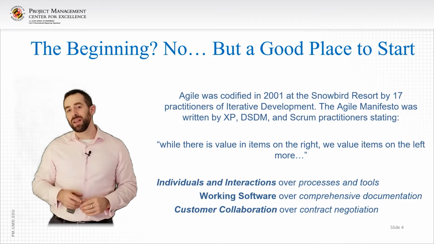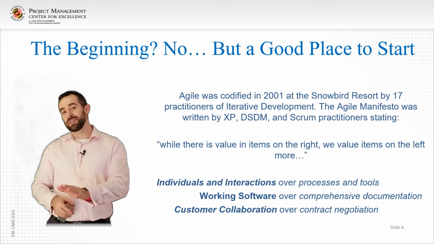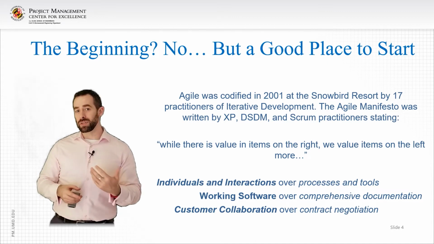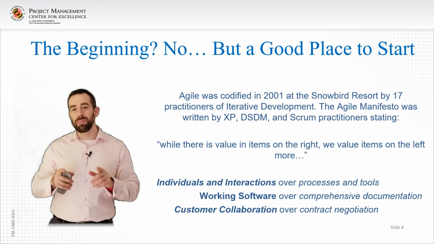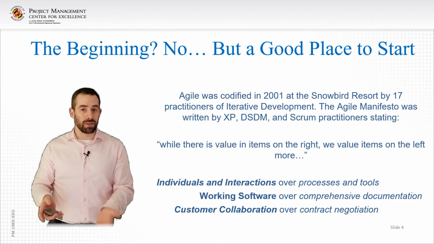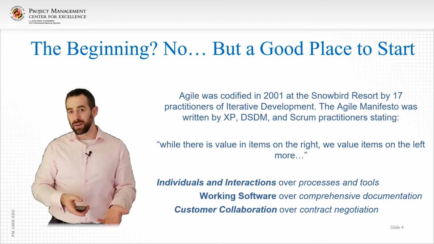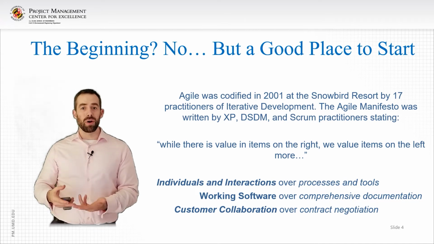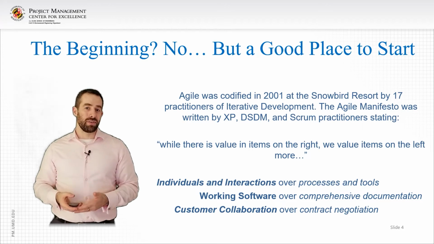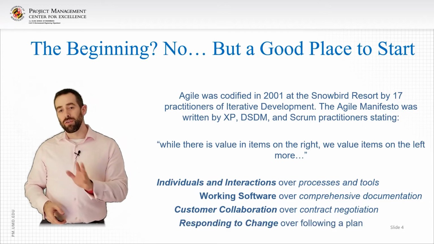Then there's customer collaboration over contract negotiation. And again, contracts are important. They're a great way of managing risk. They're a great way of identifying responsibility. However, what's important and what will be the going concern is the value created between the two parties working together. So you want to collaborate with your business partners, be them the owners or your customers or whoever they are who are actually receiving the value. You want to collaborate. And then lastly, responding to change over following a plan.